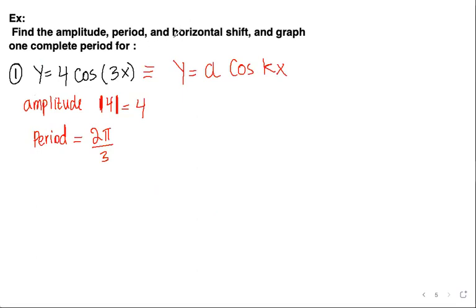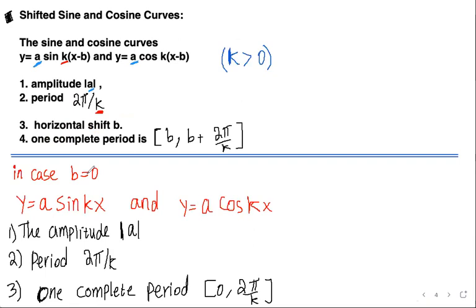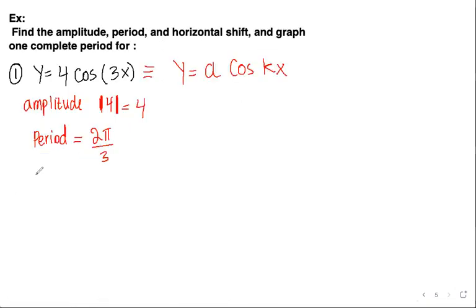Okay, and horizontal shift. As we said here, if p equals 0, there is no horizontal shift, because the curve does not have any horizontal shift. The horizontal shift applies if p is not equal to 0, like the steps here. So here there is no horizontal shift.